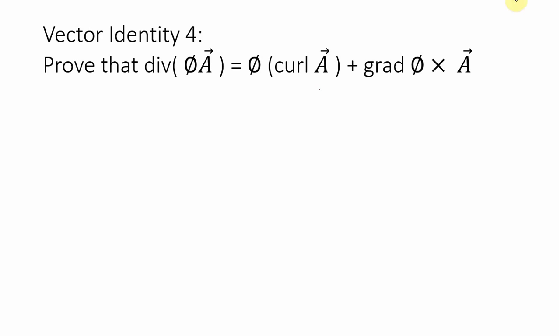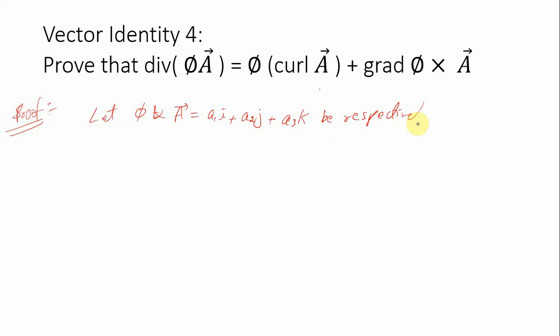Okay, so now we'll simplify this. Keep your books ready students. We'll simplify this now. So I'm going to start with the proof. They have told us to prove that, so we are going to start with proof. So I say that let scalar quantity phi and vector quantity a bar is equal to a1i plus a2j plus a3k be respectively scalar and vector point function.